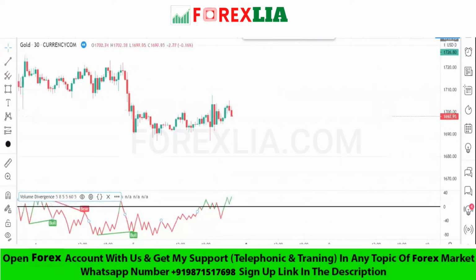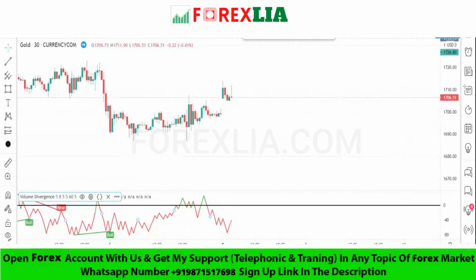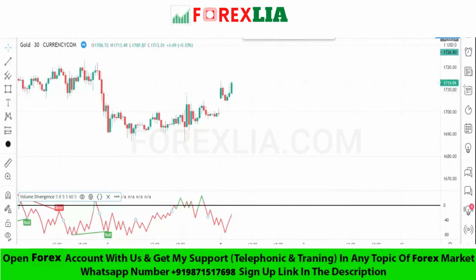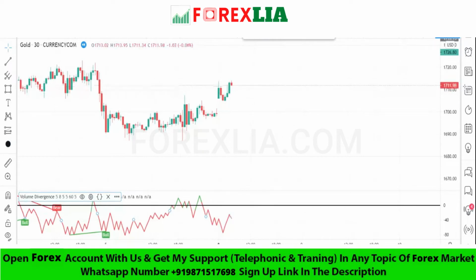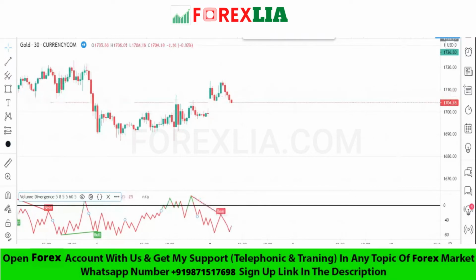The volume divergence indicator signals bear side with the market crossing the middle line downward. Then we take a sell trade. Here is the sell signal confirmation. We place the sell trade here.